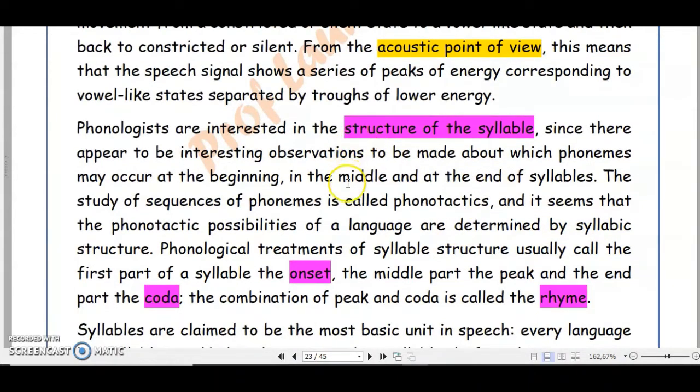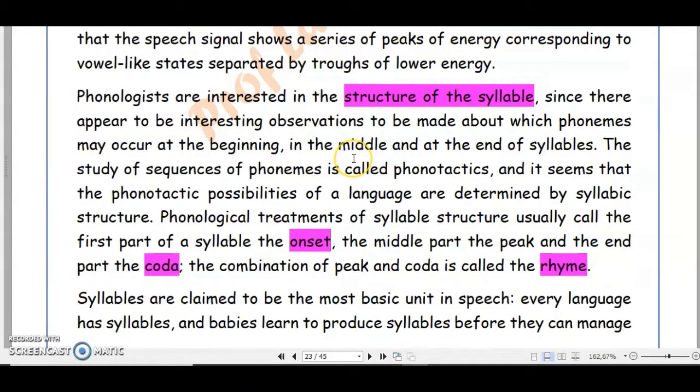But as regards phonology, phonologists are more systematic, and they want to have the structure of the syllable. So they are interested in the structure of the syllable, since they have observed that there is some kind of formula in which phonemes of different types may occur at the beginning, in the middle, and at the end. The study of sequences of phonemes is called phonotactics.